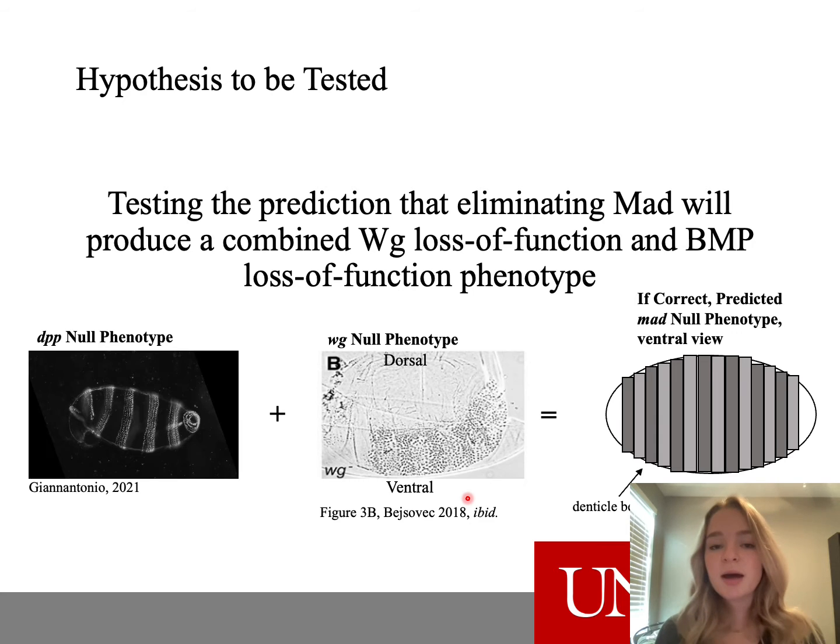So if he's correct, then what we would see in a MAD null phenotype is an area of denticle belt that's reaching both ventral and dorsal and no area of naked cuticle between whatsoever. So just an embryo that's completely covered in denticle belts.